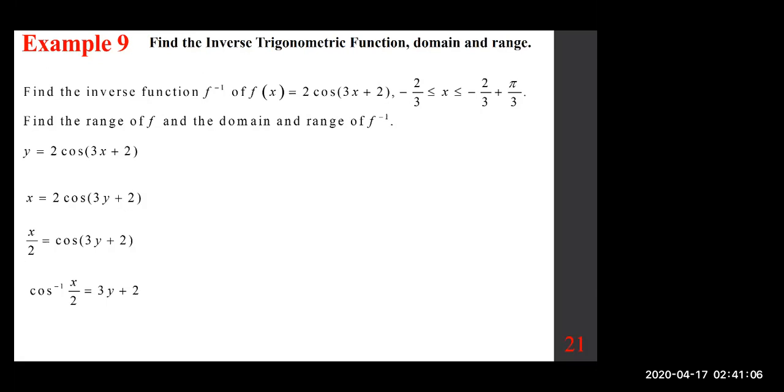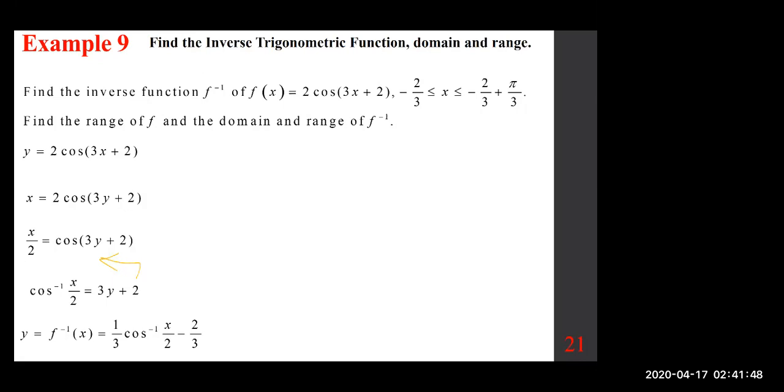Move the 2 to the other side and subtract. Divide by 3. So you get 1/3 of cosine inverse of x over 2 minus 2/3. It's a very straightforward process, class. Okay, I hope you find it very straightforward.